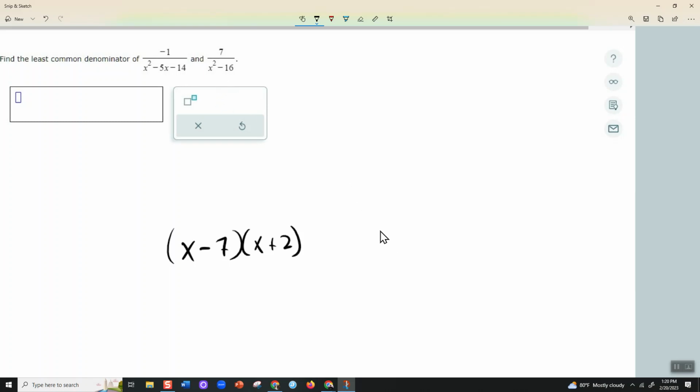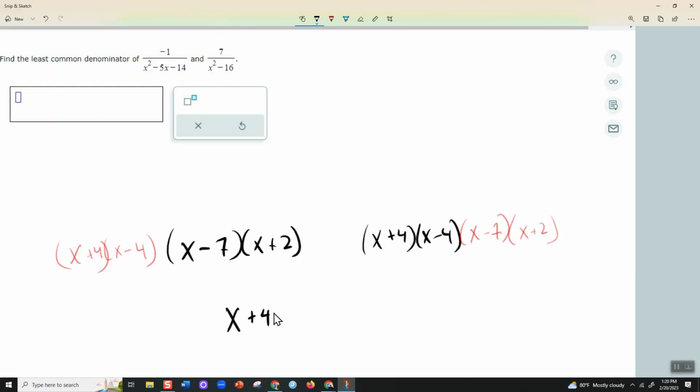Here, this is a difference of squares. So I've got x plus 4 and x minus 4. There is nothing in common here. If that happens with these binomials, with these polynomials, you're basically just going to multiply them both together for your common multiple. So I'm going to add an x plus 4 times x minus 4 over here, and on this side I'm going to add an x minus 7 and an x plus 2. You can multiply all those out if you want. It is not necessary as far as I'm concerned on this problem.